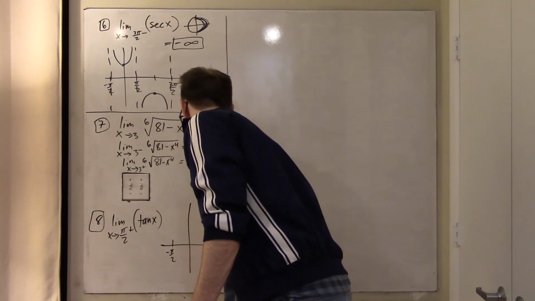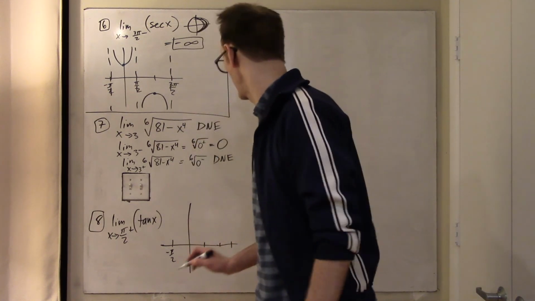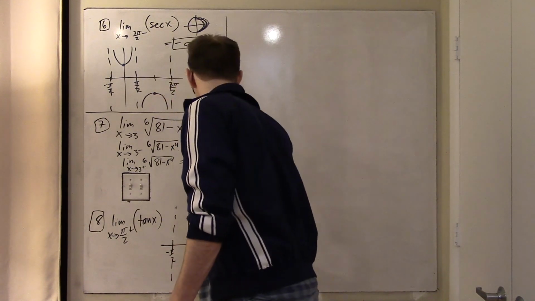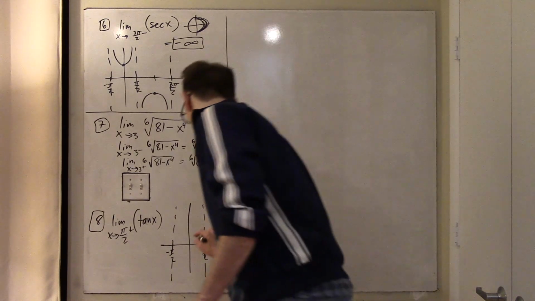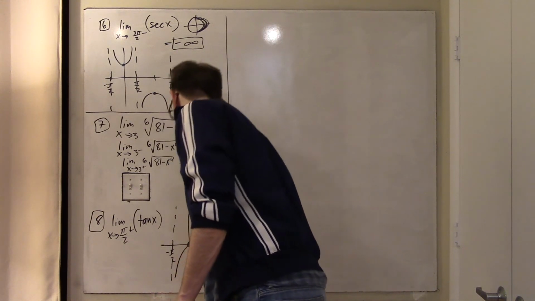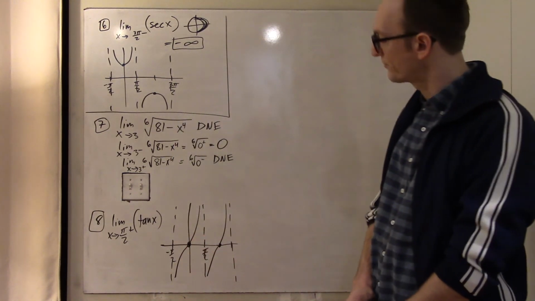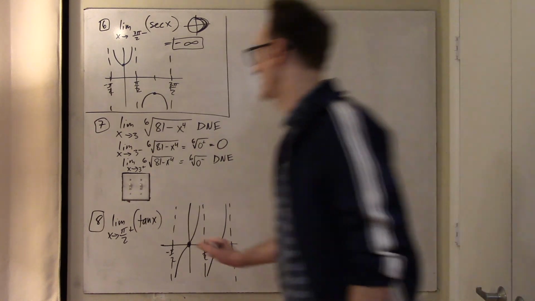Negative pi over 2, pi over 2. Tan is like the y coordinate over the x coordinate. So, whenever the x coordinate is 0, there will be asymptotes. So, it's going to have the same asymptotes as secant. I think everyone knows what the graph of tan looks like. I hope so. All your pre-calc knowledge is just resurfacing here in calculus. If x is a little bit more than pi over 2, then the answer to this is also negative infinity.